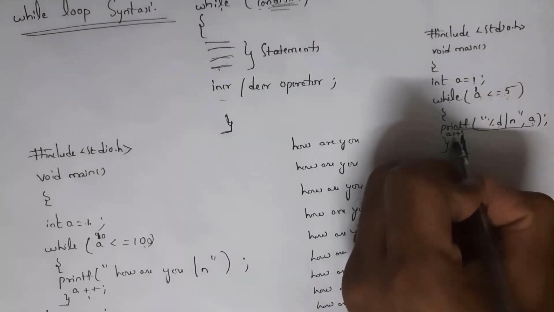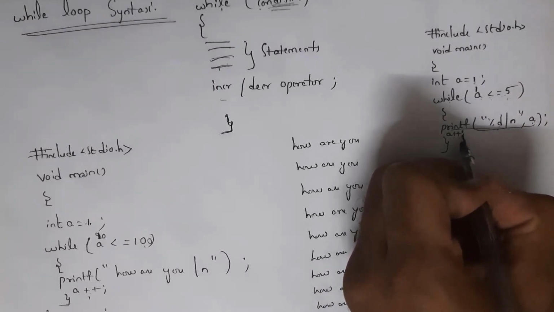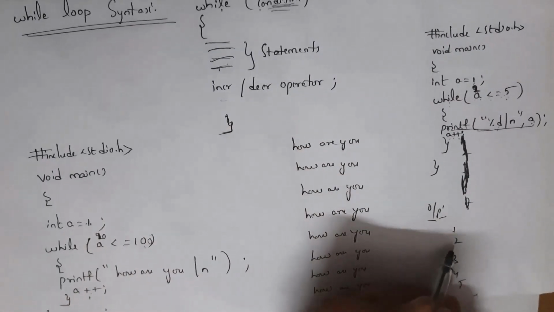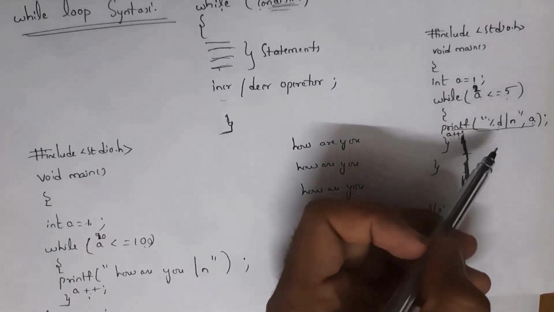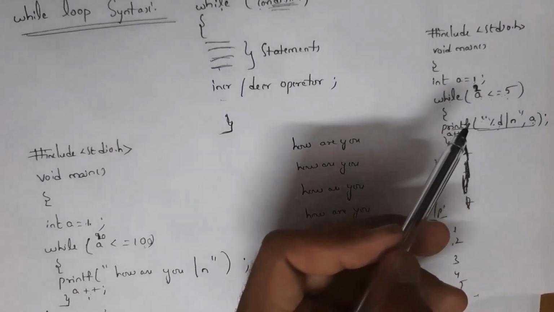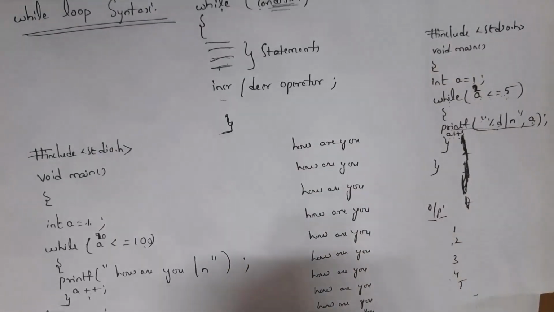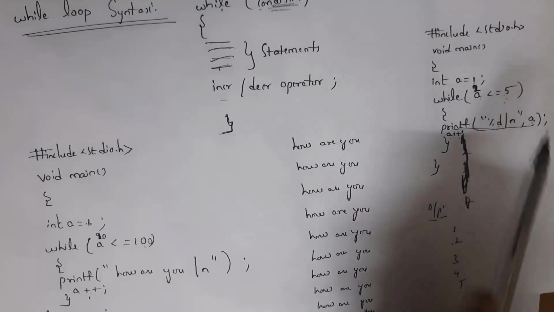So by using the increment operator a plus plus, it will increment the value by 1. After incrementing, I will get value 2. 2 is less than 5, condition is satisfied, so it will print 2. And again it will increment the value to 3. 3 is less than 5, so it will print 3. Again it will increment to 4. 4 is less than 5, so it will print 4. And again it will increment to 5. 5 is equal to 5, condition is satisfied, so I will get output 5.